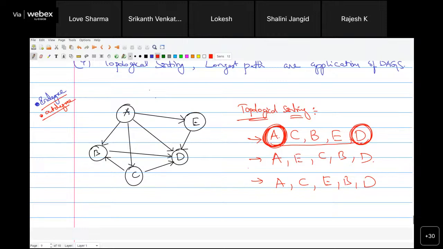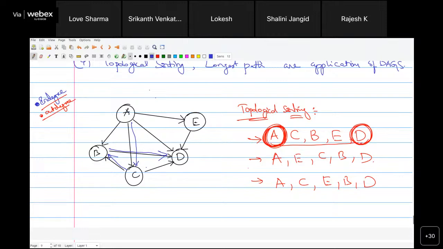And also the longest path means we will try to find the longest path in the graph, not the shortest path. Longest path in the graph. So the longest path in this particular graph will be AC, CB, BD. So like this. So this will also require some applications.